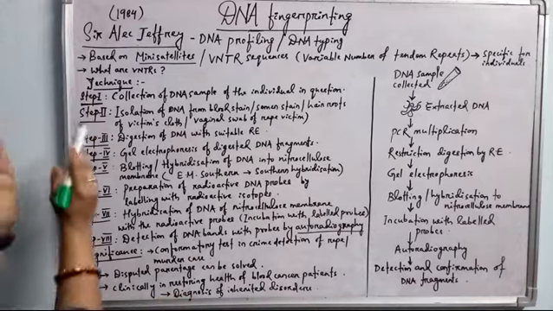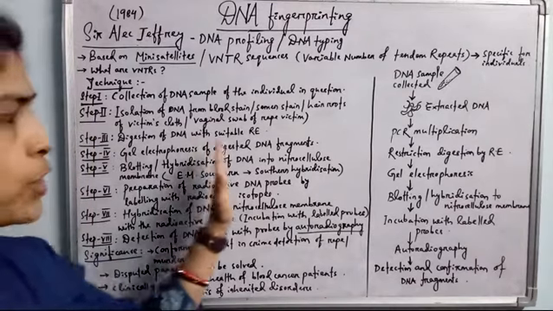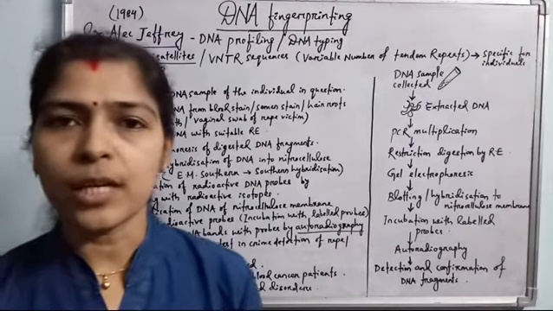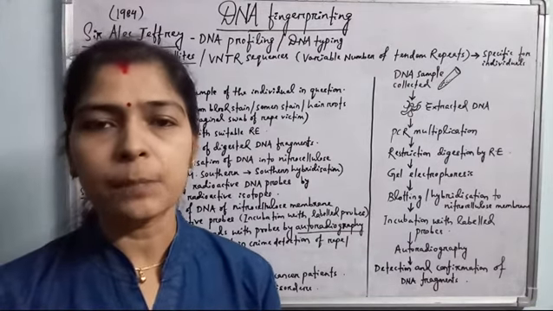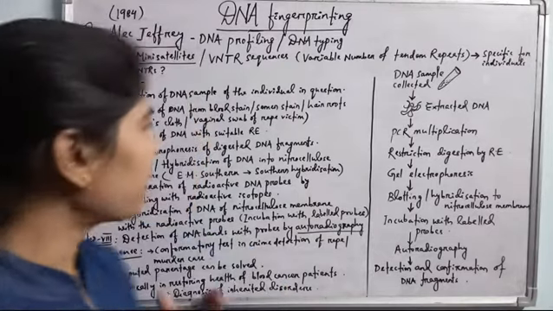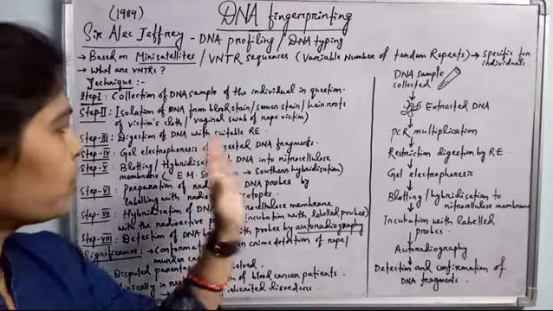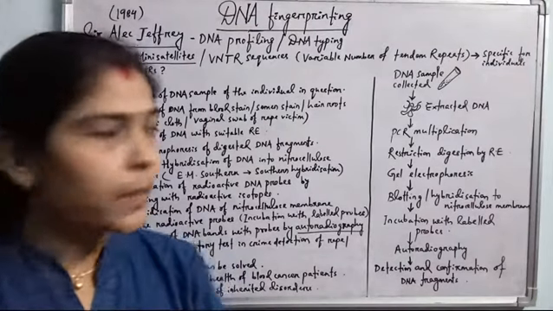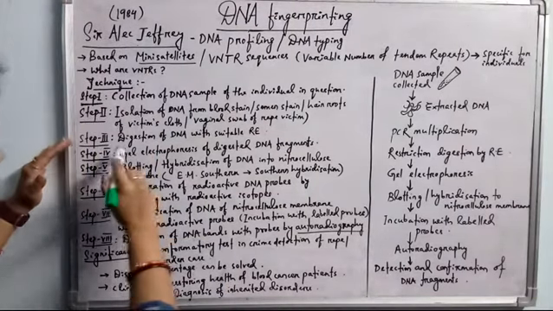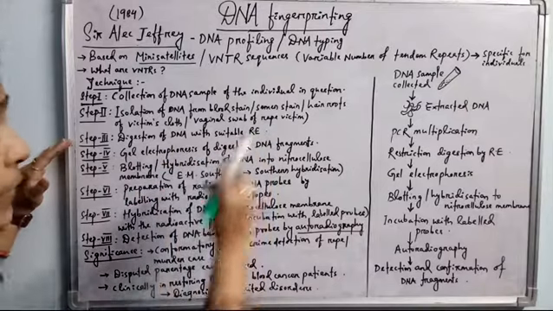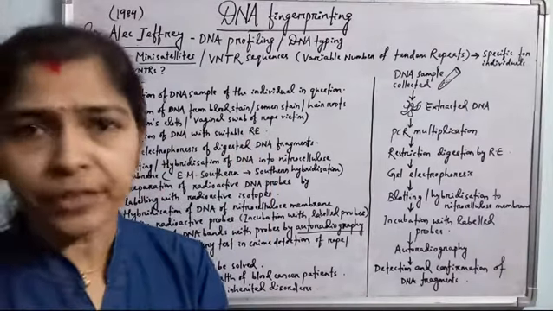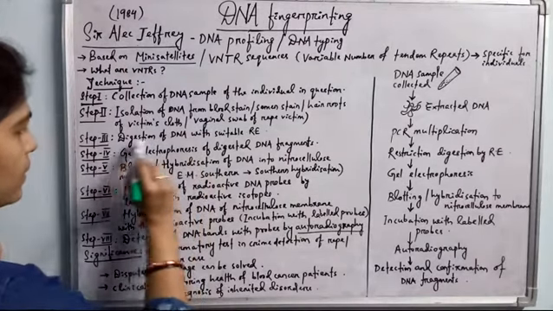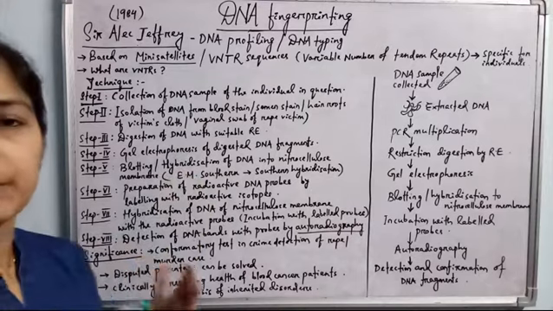Then step 3 is digestion of the DNA with suitable restriction endonucleases. In the prior classes, we have discussed restriction endonucleases. They cleave the DNA at particular sites. So by application of a suitable restriction endonuclease, we can cut the DNA sample into many pieces. So the third step is digestion of DNA with a suitable restriction endonuclease to get many fragments of DNA. And in step 4, gel electrophoresis occurs. This is the technique of separation of DNA based upon size.